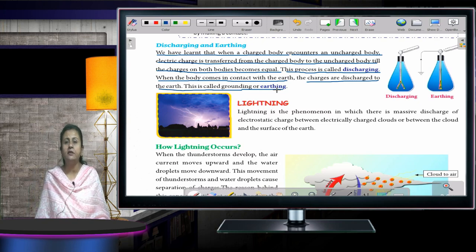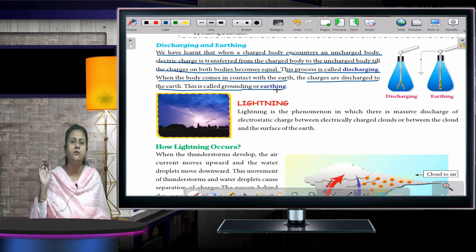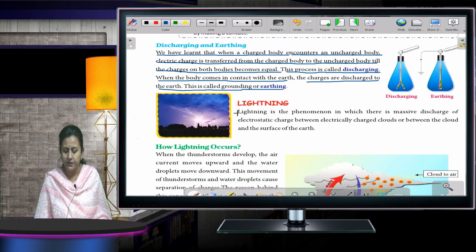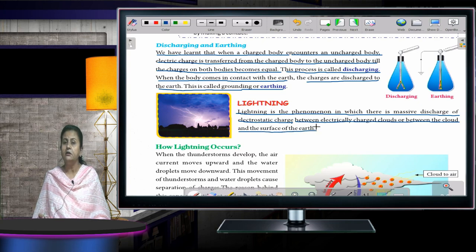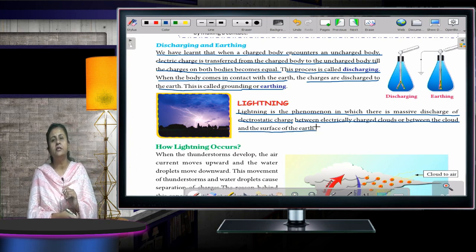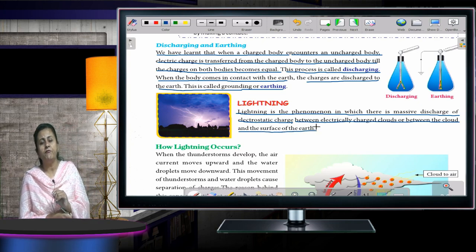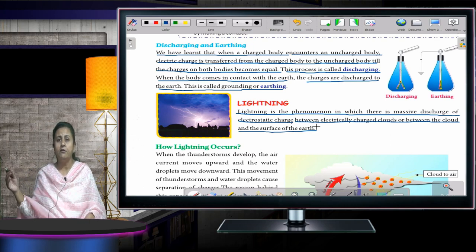Now we'll start with lightning. What is lightning? When it rains, you must have seen lightning in the sky. I am talking about the same lightning. Lightning is the phenomenon in which there is a massive discharge of electrostatic charge between electrically charged clouds or between the clouds and the surface of the earth. The clouds are charged, and whenever they meet, the lightning can be seen.